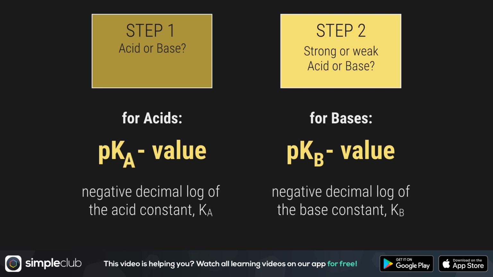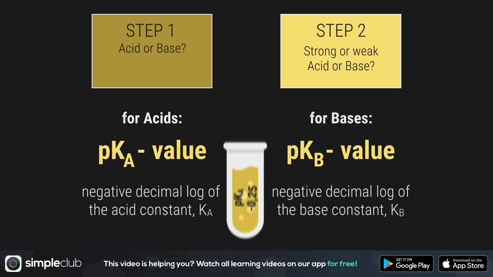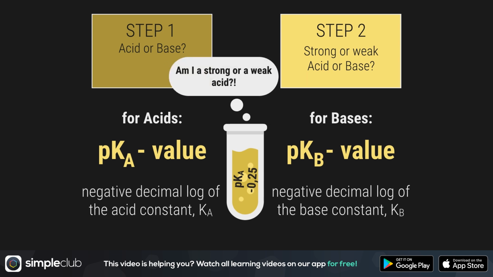The A here stands for acid and the B for base. Those are the negative decimal logarithms of the acid or base constants respectively. The cool thing about these numbers is that you don't have to work them out. You can look them up quite easily. So what's the catch? You have to be able to interpret the numbers. That is to say, you should know whether a pKa value of -0.25 describes a strong or a weak acid.